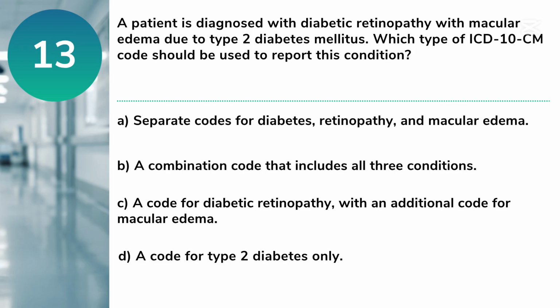Question 13. A patient is diagnosed with diabetic retinopathy with macular edema due to type 2 diabetes mellitus. Which type of ICD-10-CM code should be used to report this condition? A. Separate codes for diabetes, retinopathy, and macular edema. B. A combination code that includes all three conditions. C. A code for diabetic retinopathy, with an additional code for macular edema. D. A code for type 2 diabetes only.